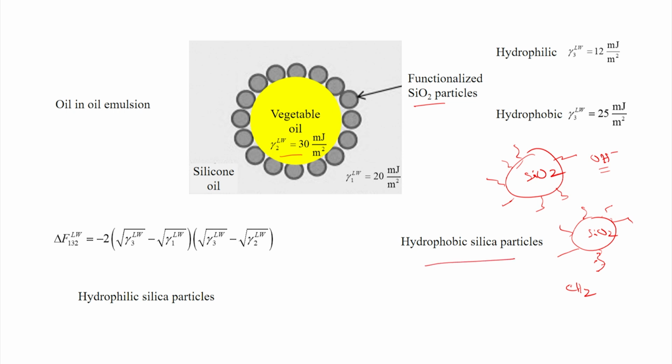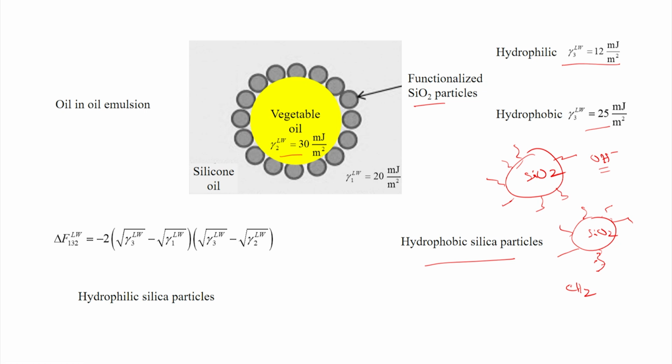So, depending on the kind of molecules which are attached on their surfaces, they have different kinds of interaction, in terms of surface energy. So, this is the Lifshitz van der Waals component of their surface energy here. Let us say this is 12 millijoule per meter square, and this is 25 millijoule per meter square, or like that. Okay. So, now what will happen?